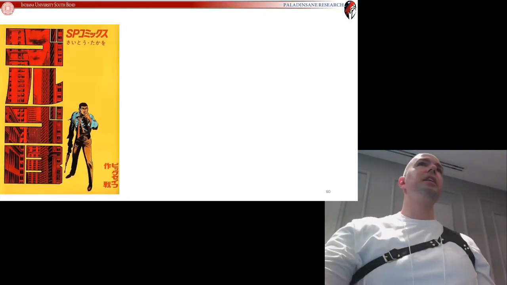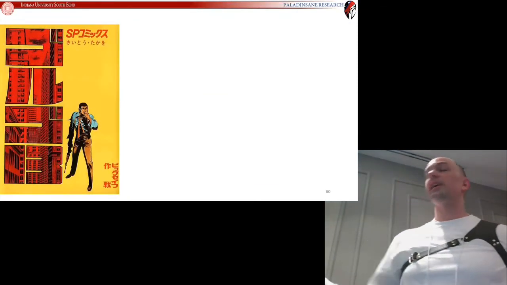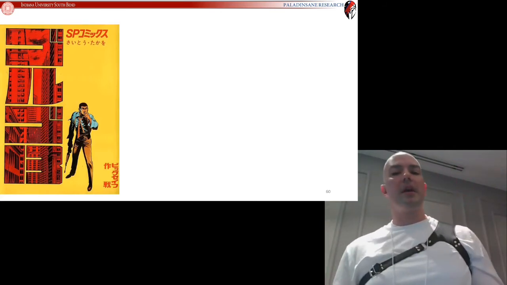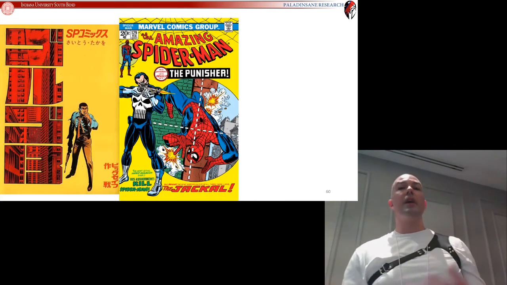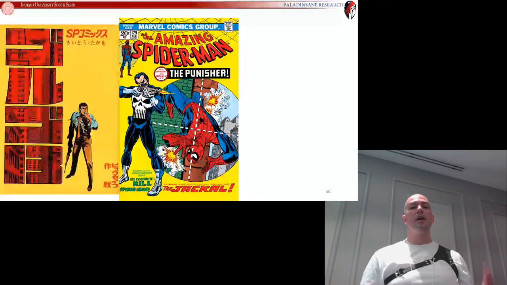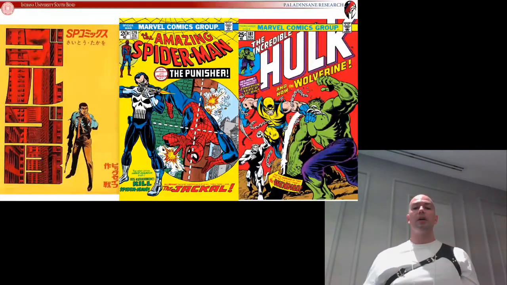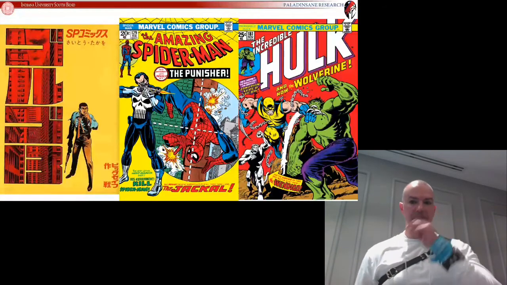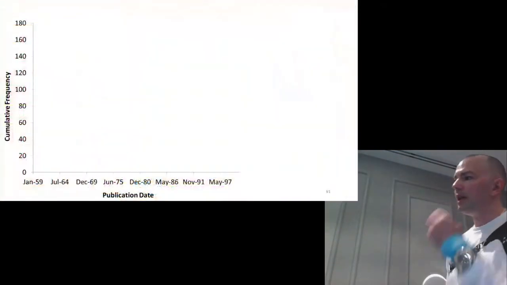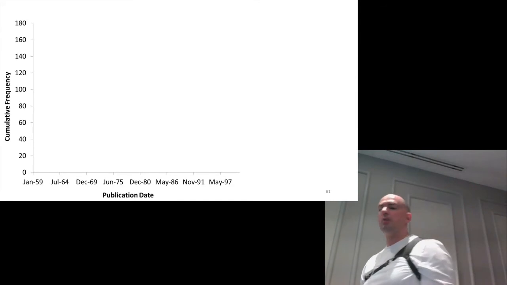is the fifth highest selling manga in the world, so it was really nice to find an international example. And then here in America, we have The Punisher, massively popular, and Wolverine, hugely popular, all coming out after Aladdin Sane was released. So we took a look at their cumulative distributions on publication date here. Right there is where Aladdin Sane came out.